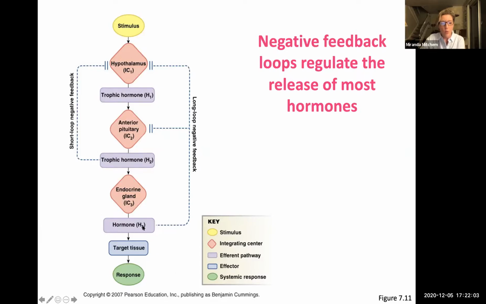One is initiated by the production of this third hormone, which can feed back up to either the pituitary gland or the hypothalamus itself to turn off the pathway once enough of that hormone is available. Those are both considered the long loop negative feedback control mechanisms. And then we have a short loop one that goes from hormone 2 back up to the hypothalamus.